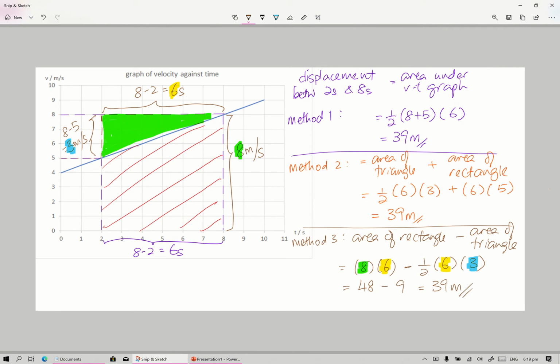So this further reinforces the idea that to determine displacement, you get the area under the VT graph. So you can add the different shapes or subtract the shapes, or just find the area of the whole shape itself. Okay, the main idea is area under the VT graph, then you find your answer.